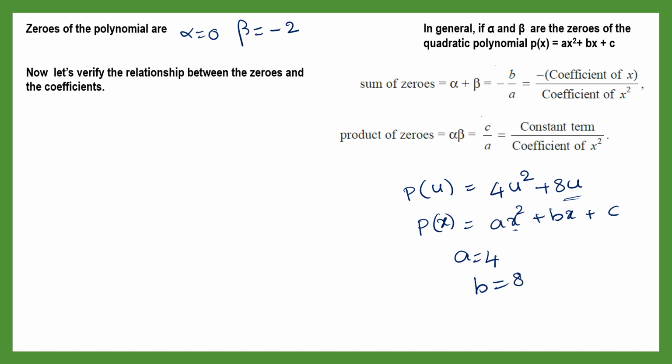U or x variable is same, anything you can take. B is equal to 8. Here constant term is not there, so C will become 0. Now let's verify sum of the zeros first.